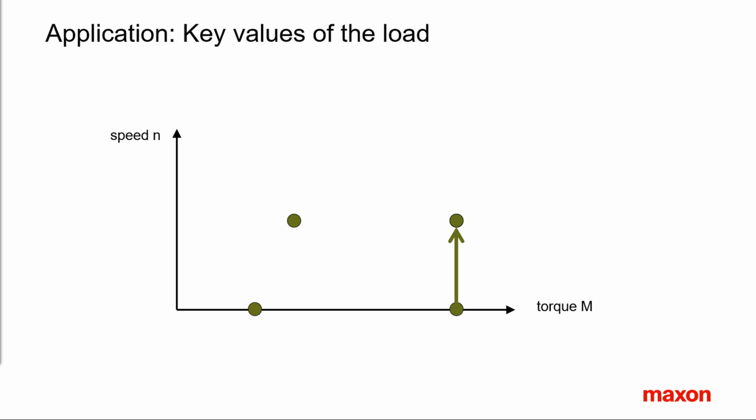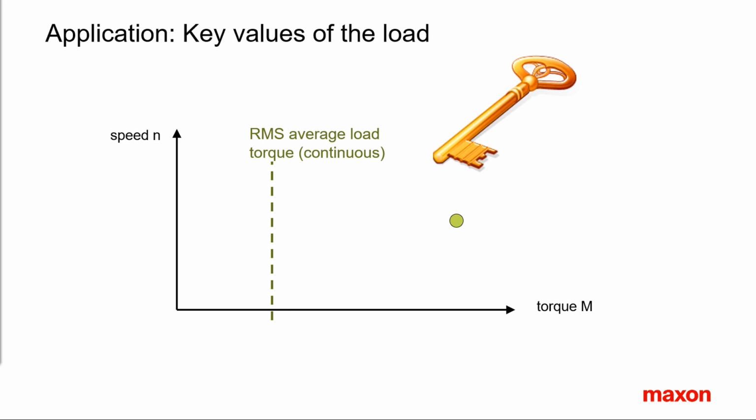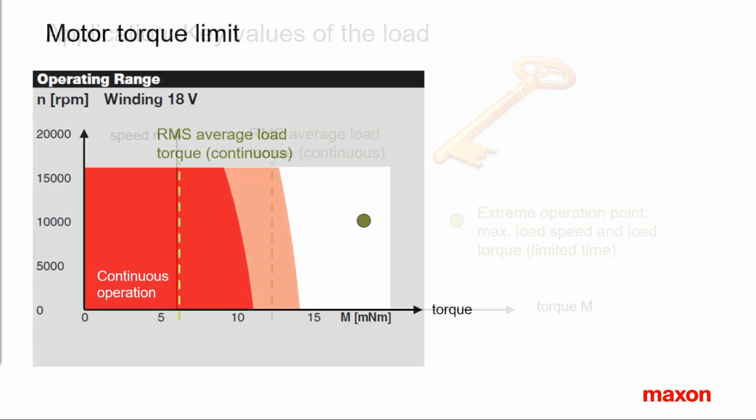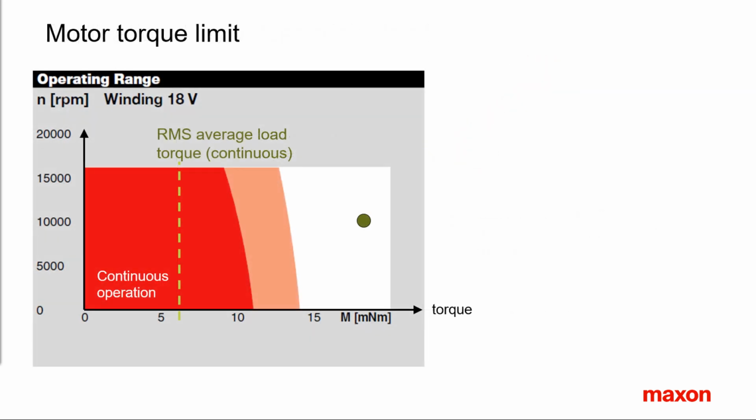Next, we look at torque. All the operation points can be condensed and summed up in a few key values: the average, root mean square, load torque, and the extreme operation point, usually at the end of the acceleration where the maximum torque and maximum speed occur, and the duration of the maximum torque, which is the acceleration time. We need a motor that can produce the necessary torques. A continuous torque corresponding to the average load and the torque for short-term operation, that we will cover later.